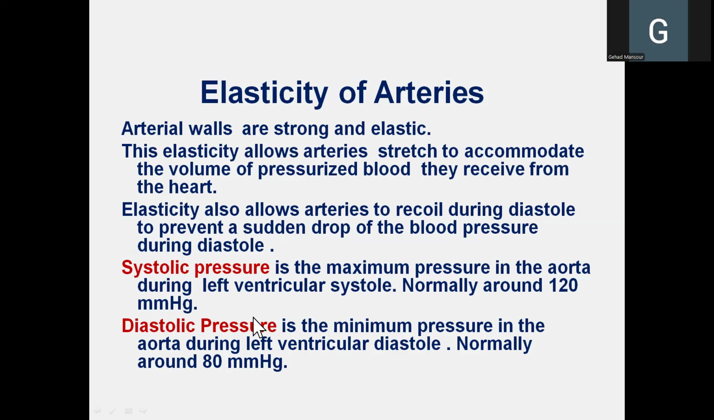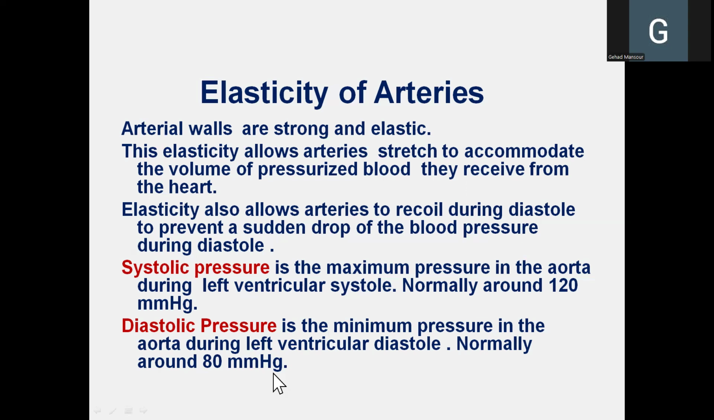So we have another value or quantity, which is the diastolic pressure, and the diastolic pressure is the minimum pressure in the large arteries, or mainly in the aorta, because we specify the left side during left ventricular diastole. The normal value of the systolic pressure is 120, and the normal value of the diastolic pressure is 80 millimeters mercury, and the unit is millimeter mercury.